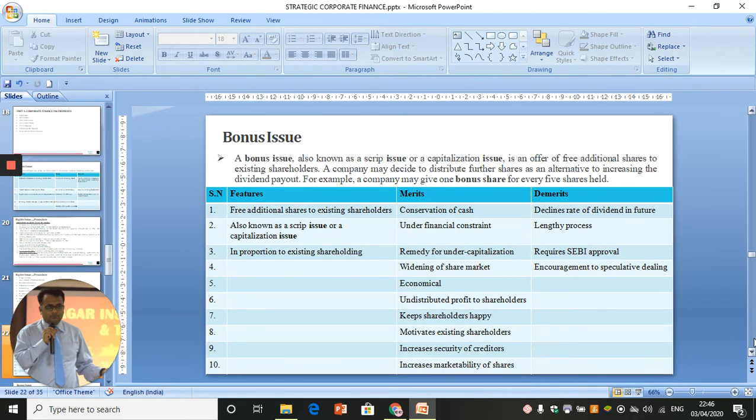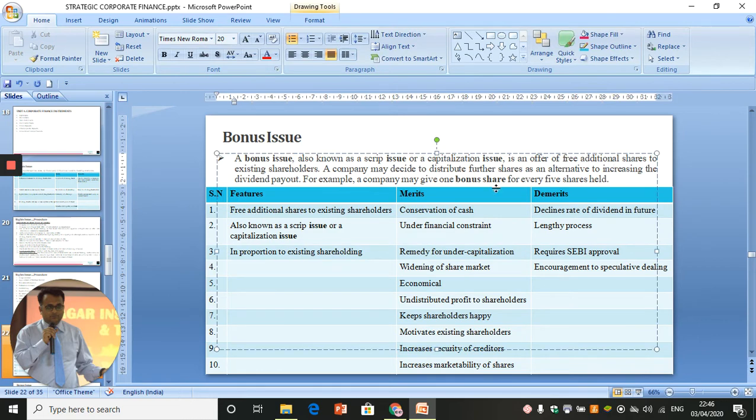So the next topic is the bonus issue. A bonus issue is also known as a scrip issue or a capitalization issue. It is an offer of free additional shares to the existing shareholders. A company may decide to distribute further shares as an alternative to increasing the dividend payout. For example, a company may give one bonus share for every 5 shares held.